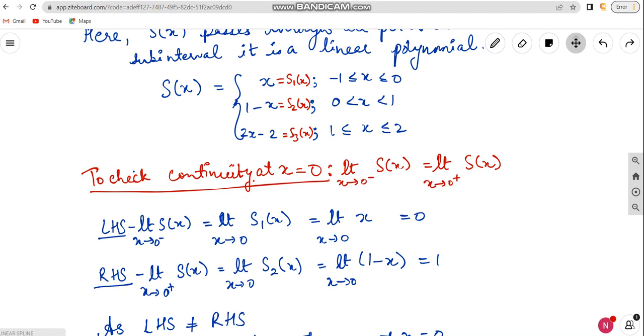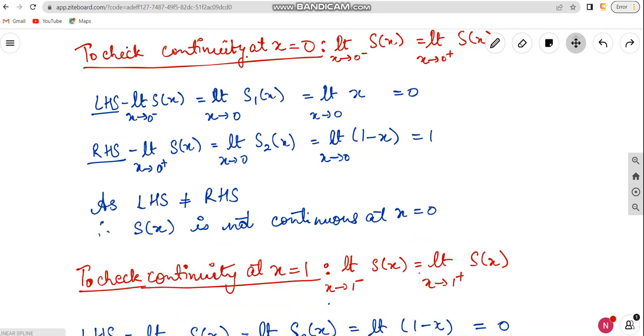Similarly, we'll find the right hand limit, that is limit x tending to 0 positive of s of x, the function when x is greater than 0. When is x greater than 0? When we are talking about s2, and s2 here is 1 minus x. So you have to substitute it, and when you apply the limit, it would be with x tending to 0. So putting x as 0, 1 minus 0 comes out to be 1. So easily we can see that the left hand limit is not equal to the right hand limit. Therefore the function is not continuous at x equal to 0.